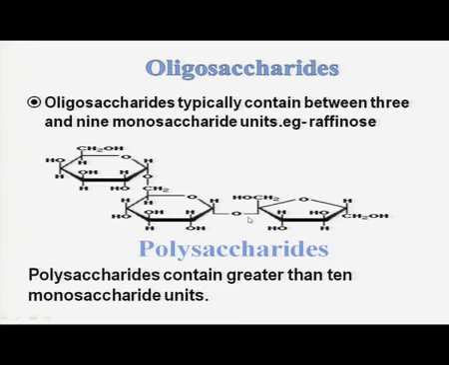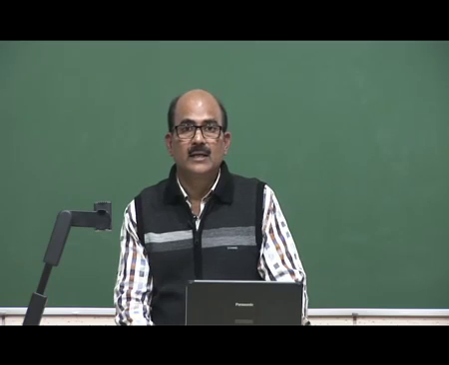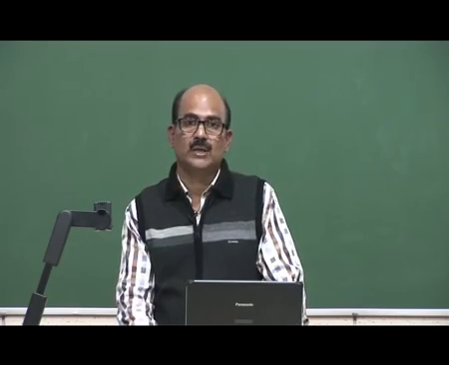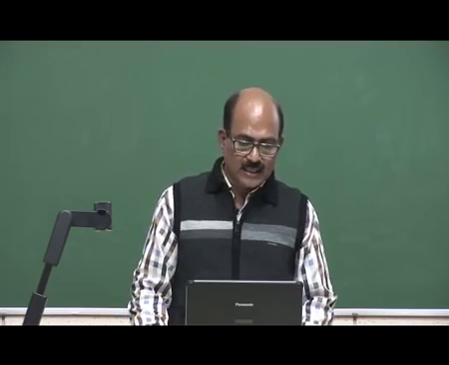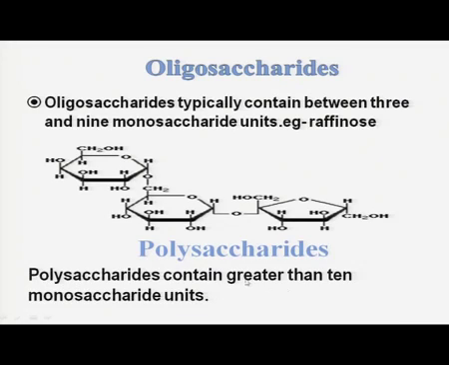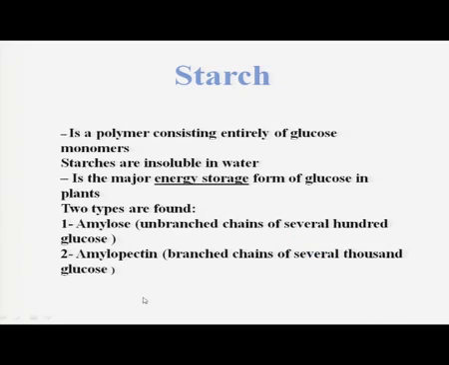Now, come to the polysaccharides. Polysaccharides are a type of carbohydrate made by more than 9, that is 10 or more, monosaccharides. We can say in another way, after hydrolysis, a polysaccharide gives at least 10 monosaccharides or more. Different types of polysaccharides are there. So, polysaccharides contain more than 10 monosaccharide units. Now, the common example of polysaccharides is starch.